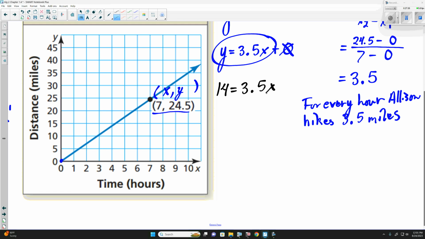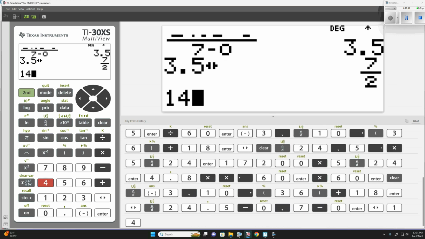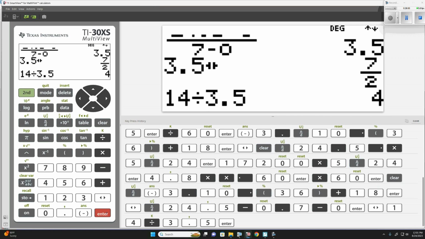And to get x by itself, we would divide both sides by 3.5. Because 3.5 divided by 3.5 is 1, leaving us with just 1x. But the last thing we need to do is divide 14 over 3.5, or 14 divided by 3.5 is 4.